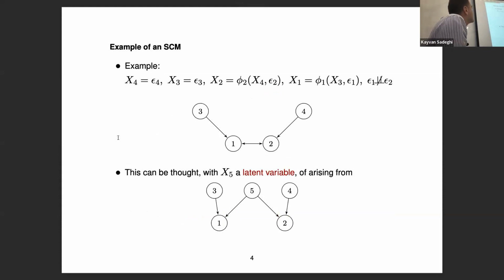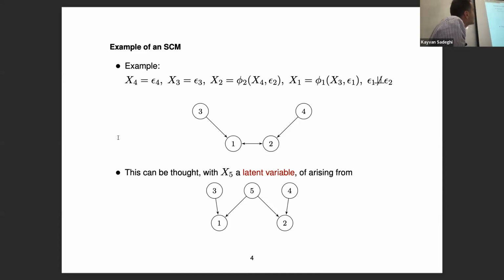So here it's a very simple example, right? So let's say this is your true causal graph. Then this is the system of equations, right? So x4 is a node, x3 is a node, x2 is a function of its parent x4 and some noise. X1 is a function of its parent x3 and some noise. And because you have an arc here, we know that epsilon1 and epsilon2 are dependent, and other epsilons are independent. So epsilons are the noises here, right?